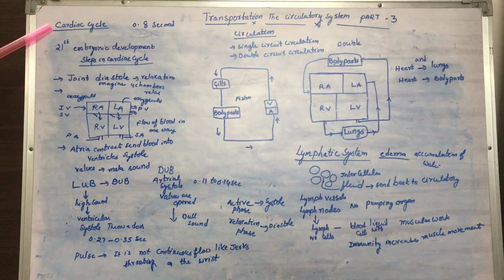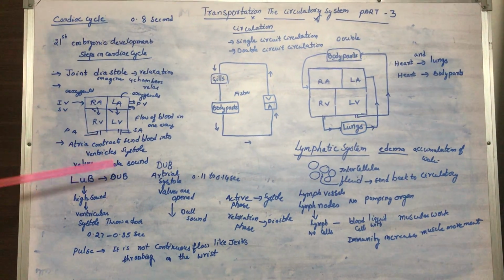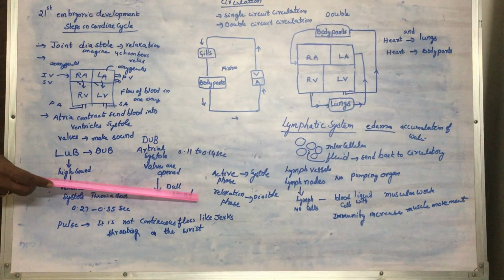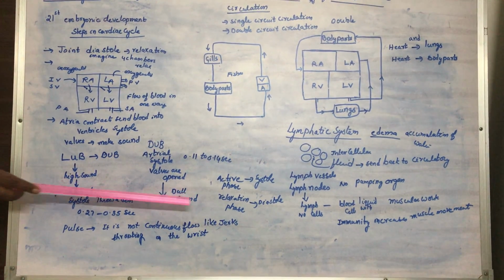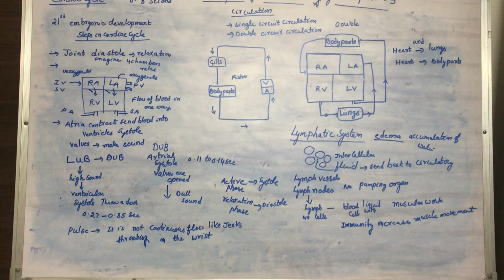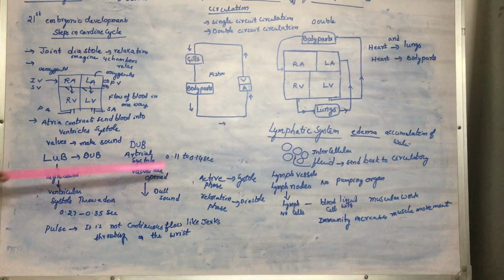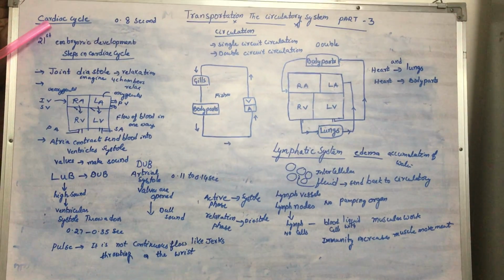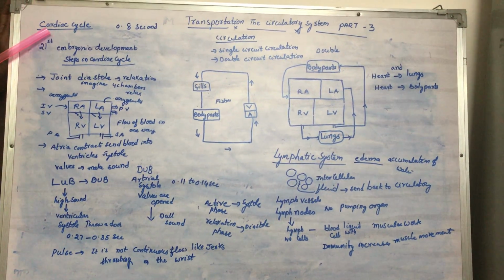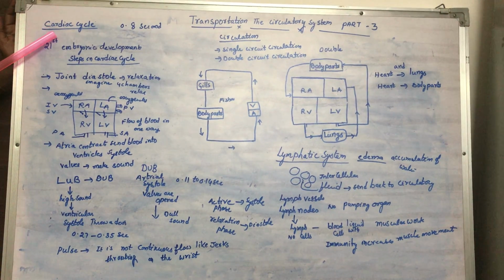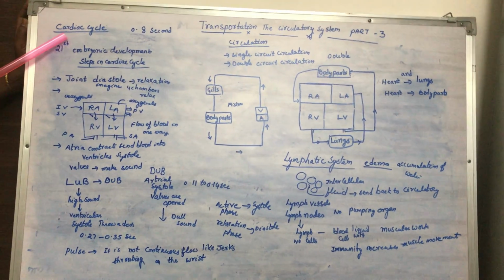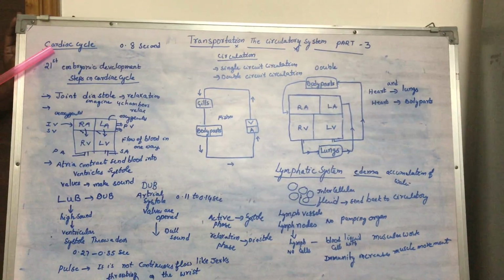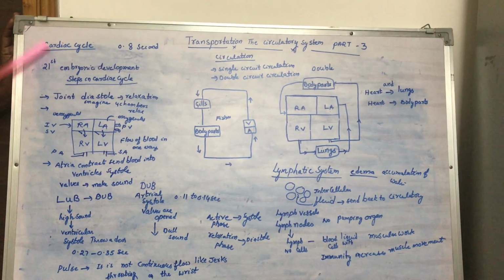This cardiac cycle consists of two phases, systole and diastole. The active phase we call systole, and the relaxation phase we call diastole. Contraction is called systole, relaxation is called diastole. One contraction and one relaxation is equal to one cardiac cycle. The heart contracts and relaxes continuously, and one cardiac cycle is equal to one systole and one diastole.